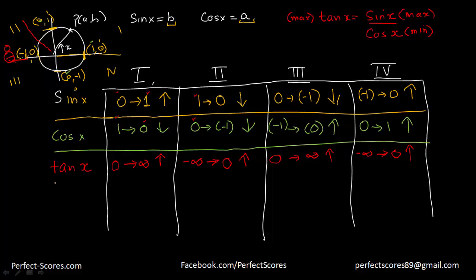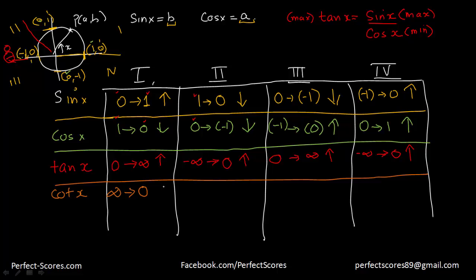Now let's try to find it for cotangent x. For cotangent x, you can clearly see that cotangent x is an inverse of tangent x. So if the maximum possible value in the first quadrant for tangent x is infinity, the minimum possible value would be infinity and the maximum possible value would be 0. It's going to decrease. If 0 is here, 0 will come here and negative infinity will come here. That means this is again going to decrease. It's going to go from infinity to 0, again decreasing. It's going to go from 0 all the way till negative infinity, which means this is again going to decrease.